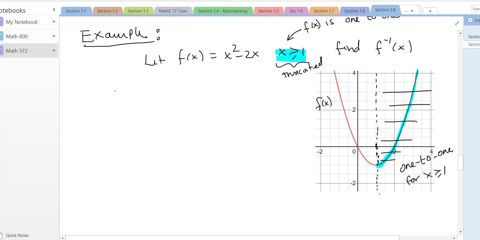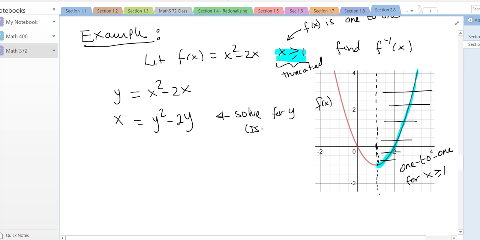So one, call it y. So y equals x squared minus 2x. Two, change your x's and your y's. So y becomes an x and all the x's become y's. And now here, we're in a little bit of a pickle, right? How do you isolate the y? So my goal is to solve for y, which means isolate it. But one is squared and the other one is not. So how do I solve it?